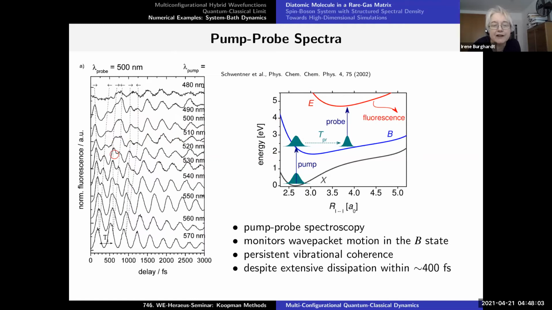This is experiment, actually. The oscillations signal that we have a persistent oscillatory motion of the diatomic molecule in this experiment on a time scale of 3 picoseconds, so 3,000 femtoseconds. And interestingly, in the system, dissipation is very fast. We have extensive dissipation within 400 femtoseconds, and decoherence is slower. So we actually get this wave packet motion out to much longer times.